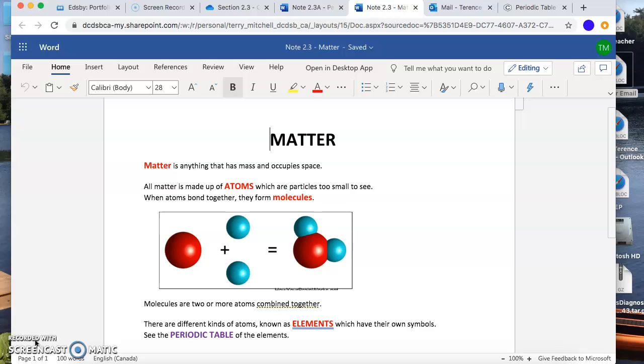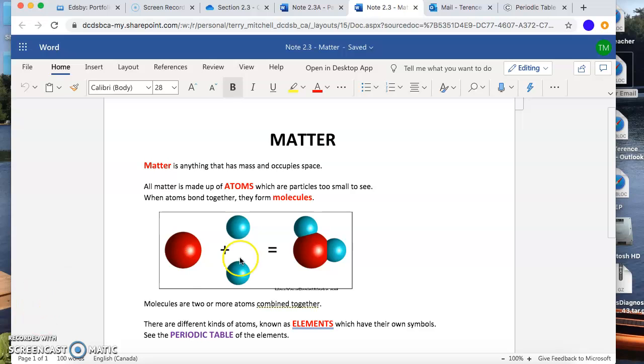Now, all matter is made up of atoms, and atoms are these little tiny particles way too small to see. They're so small, in fact, that on the tip of a needle, the pointy end of a needle, you can have over 1 billion atoms. They're that small. So too small to see, but they are there. And when these atoms bond together, we get what's called molecules.